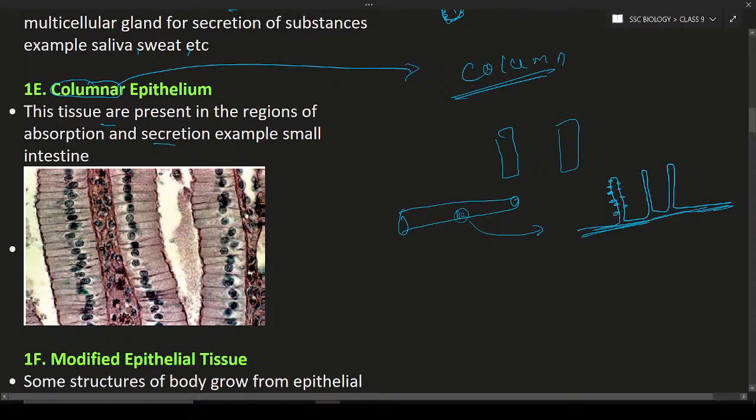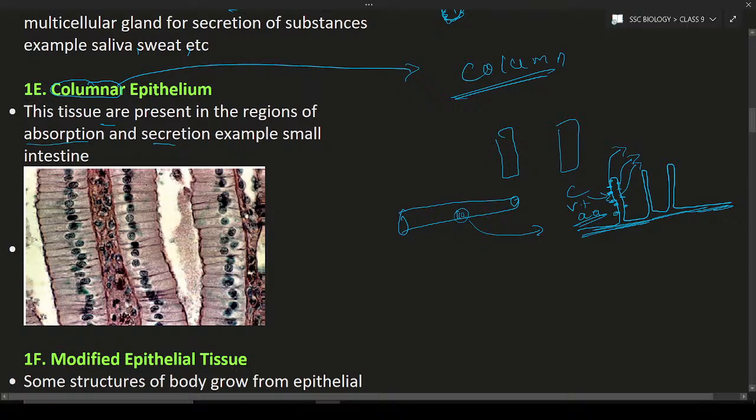Columnar epithelium is the tissue present in the regions of absorption. What is meant by absorption? Absorption is taking in. The villi of the small intestine are going to take in sugars like carbohydrates, vitamins, amino acids, and so on. Such kind of taking in is known as absorption. Also, they are going to secrete. What is meant by secrete? Secrete means they are going to release. Sometimes they also release. Such kind of releasing is known as secretion. So for example, in the small intestine you can see such kind of structures.